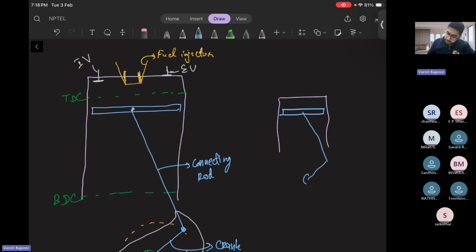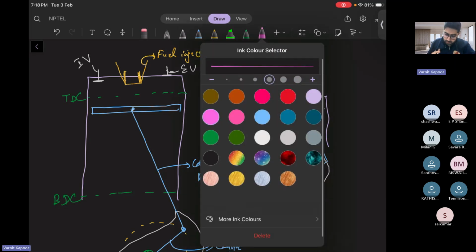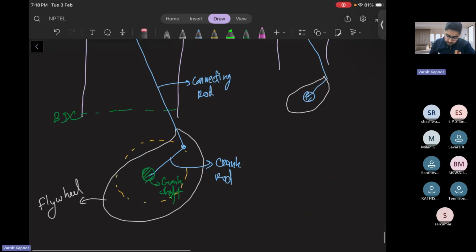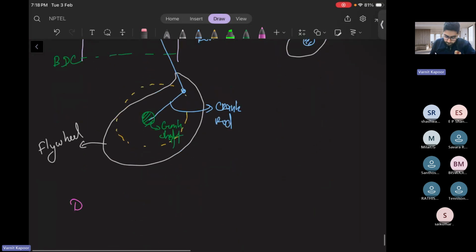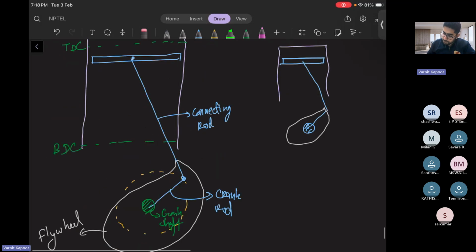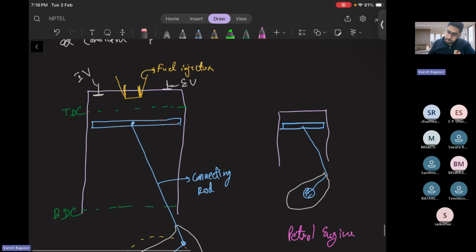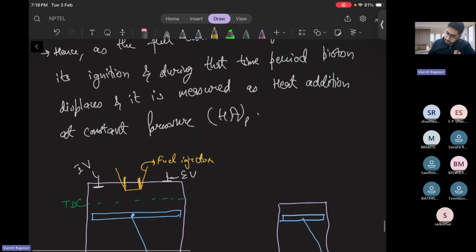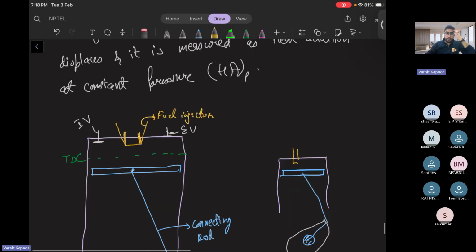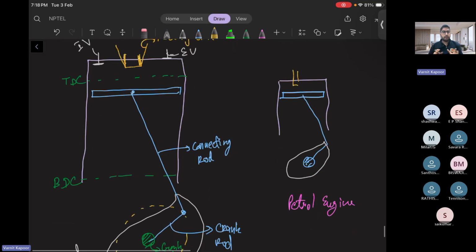So it will look something like this. Flywheel, suppose here. So flywheel is also smaller. Cylinder sizes are also smaller. Okay, so this is a petrol engine. So this whole thing is your diesel engine, and this is your petrol engine. Okay. Now you can actually feel the sense of how different they are.